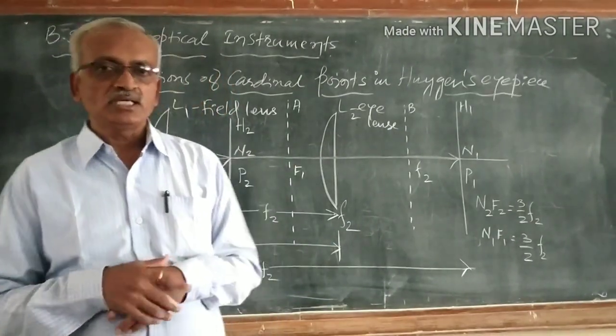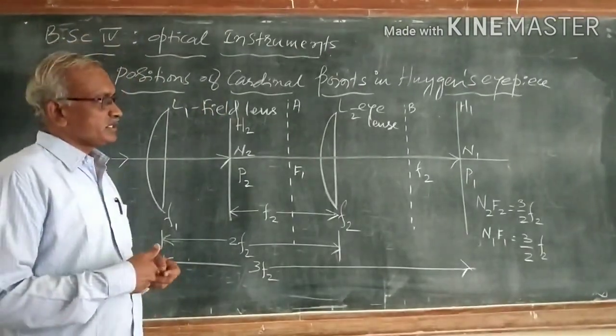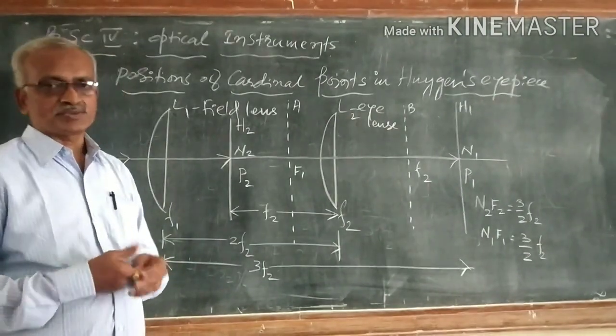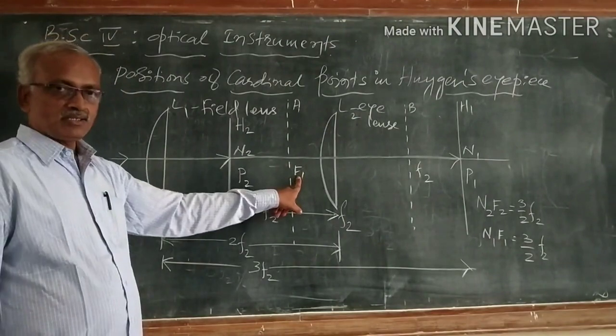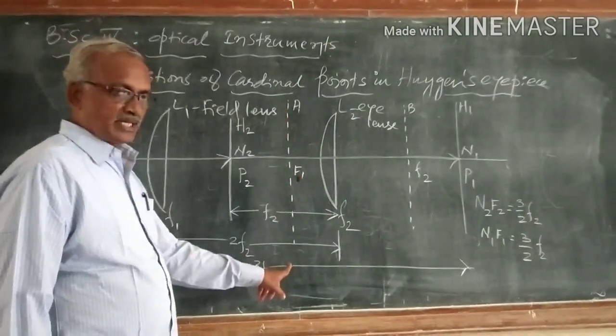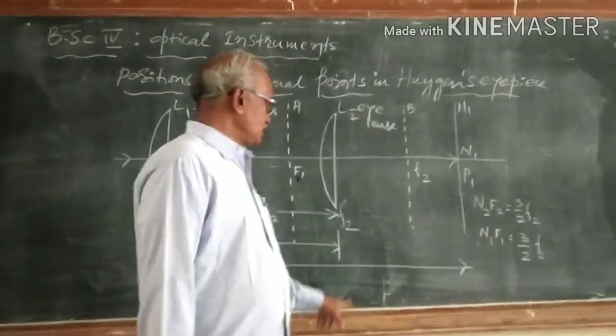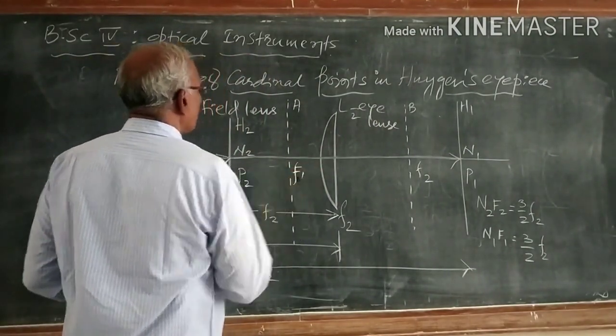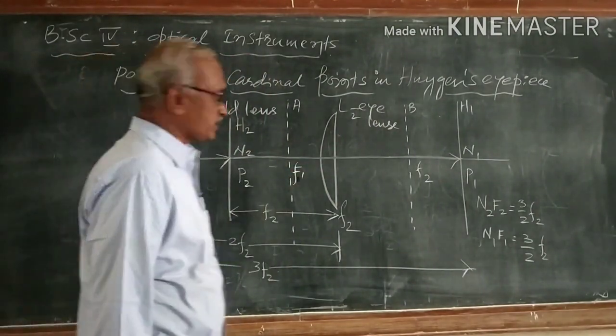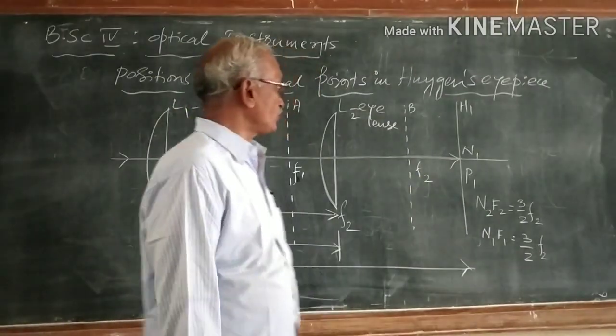They are called the cardinal points. If you see the figure, we have all the 6 points here. First, F1 is the focal point. This is the plane and this is the plane. F1 is the first focal point, and this is the second focal point.